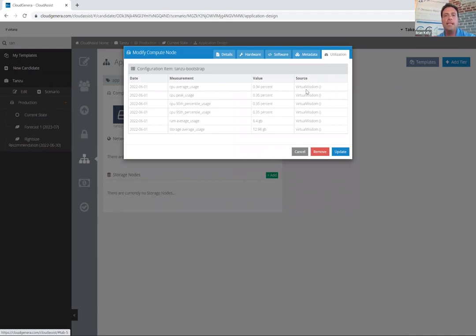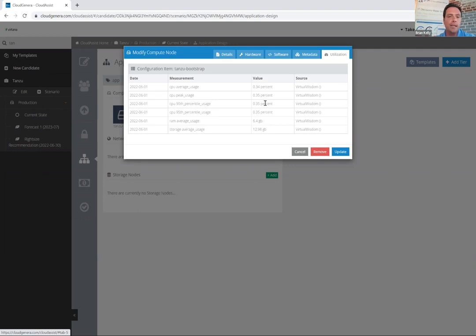Leveraging CloudGenera's API to gather utilization data, whether it comes from a third-party product like Virtual Wisdom, or it comes natively from something like Amazon CloudWatch, or Microsoft's performance monitoring software, or through other third-party products, you can gather that historical view of usage. In this case, what you can see is that through leveraging Virtual Wisdom as a data source, we've identified the average usage and peak usage for this workload is 0.35% of what's allocated. So we're allocating 4 cores, and at the 95th percentile, we're leveraging less than 1 core.